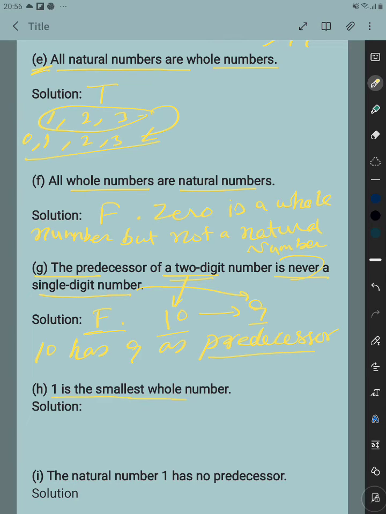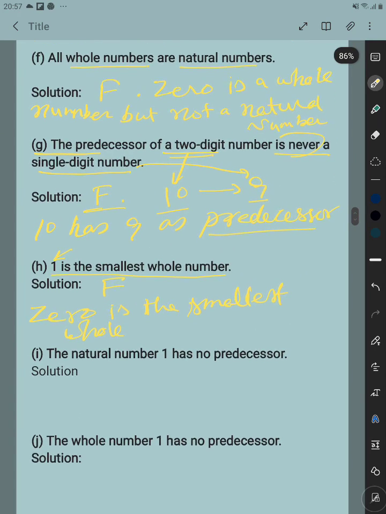1 is the smallest natural number. Is this true or false? This is false. Why? 0 is the smallest whole number. 1 is basically the smallest natural number and 0 is the smallest whole number. Got the point? I think the next question is this.